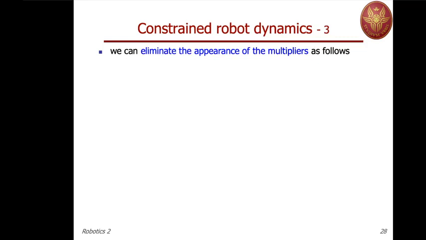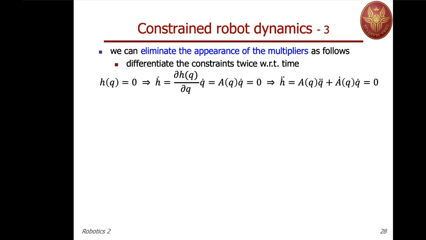In fact, we can eliminate the appearance of the multiplier in the following way. Consider the constraint h of q equals 0. This is a geometric constraint. It should hold; in fact, it's a form of holonomic constraint. This is the mechanical terminology, as opposed to non-holonomic constraints, which are differential constraints that cannot be integrated to positional ones. Instead, we start with the positional constraint directly, and we differentiate this in time.